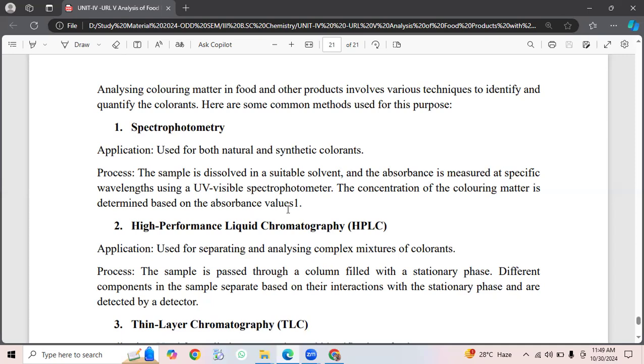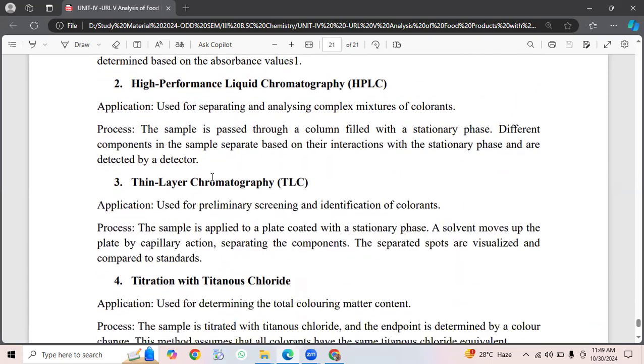So based on the absorption values, we can identify the natural dye as well as the synthetic dye. The second method is high performance liquid chromatography, HPLC. It is very much useful for separating and analyzing complex mixtures of colorants.